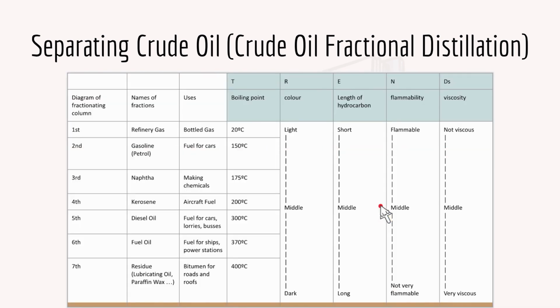So move on to the table, where you can see the first column, second column, which is top and bottom, like refinery gas to lubricating oil and paraffin wax. The boiling point, you can see there's a big difference, and the color, length of hydrocarbon, flammability, and viscosity. So the gasoline that we use for cars is quite light colored, and the length of its hydrocarbon isn't very long. It's very flammable, and it's not that viscous because it has a low boiling point.